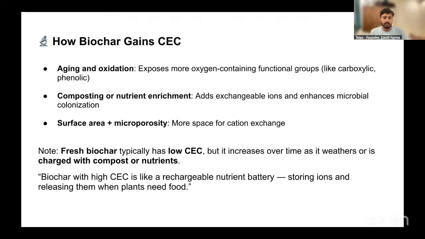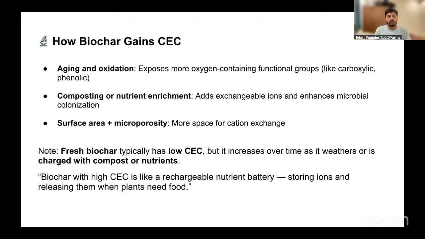Aging. Usually, if you look at the note, fresh biochar typically has low cation exchange capacity, but it increases over time as it weathers or is charged with compost and nutrients. So it makes the composting process all the more important in the biochar life cycle.